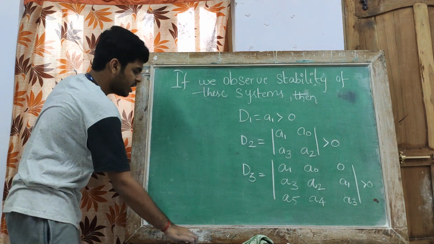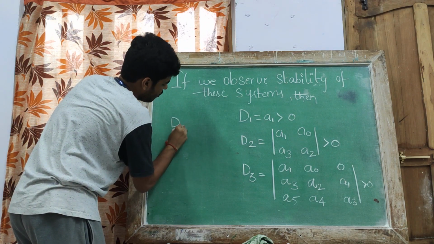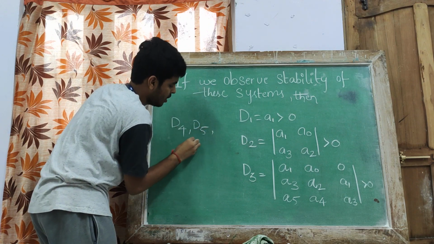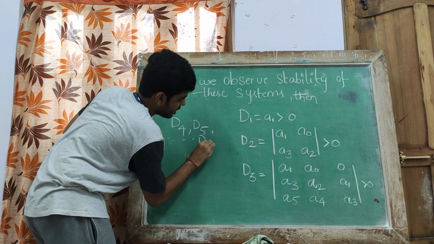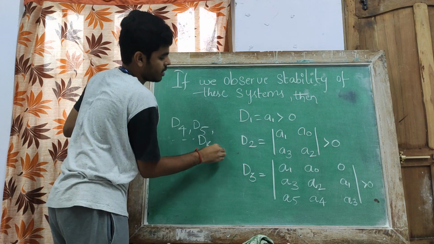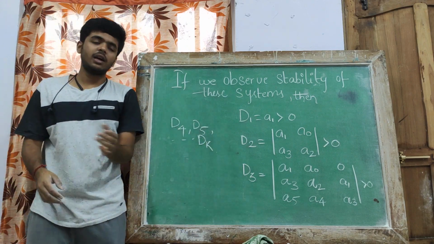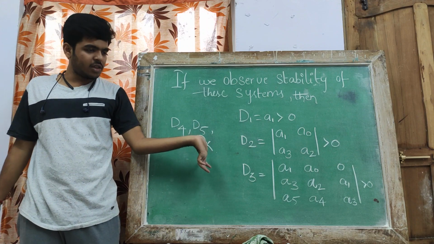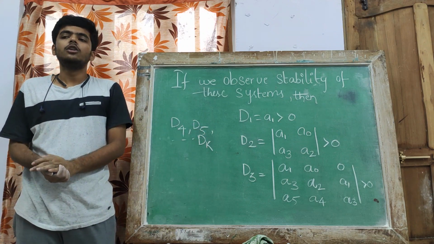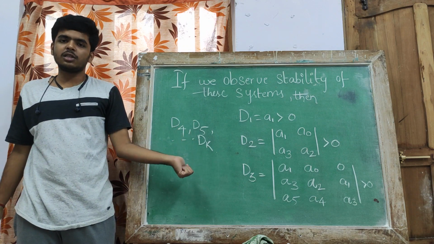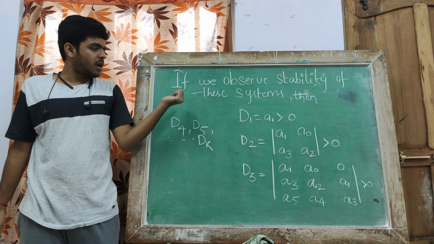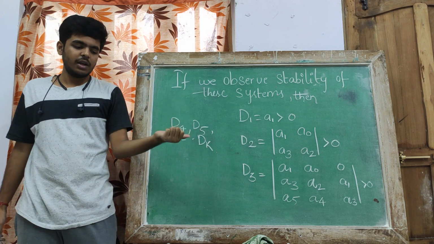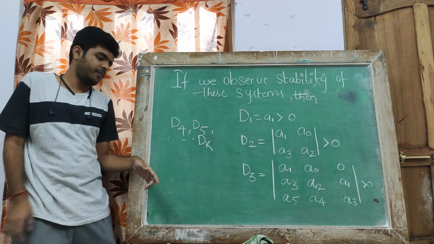But coming to D4, meaning a 4 by 4 matrix, a 5 by 5 matrix, and so on, up to a kth order matrix, it's a highly impractical task to find the determinant of a k by k matrix. So, to reduce this complexity, Routh is a scientist who proposed a method called the Routh Array. We'll be seeing the Routh Array method.